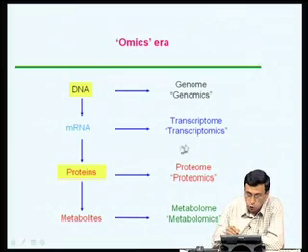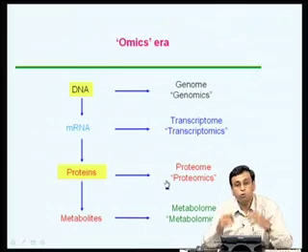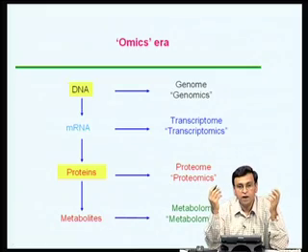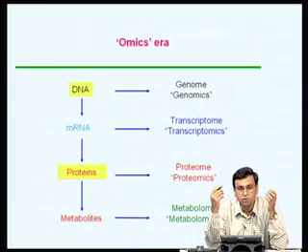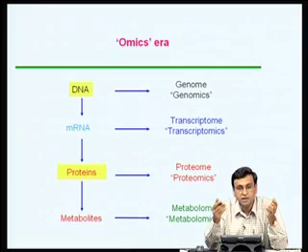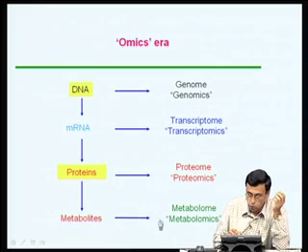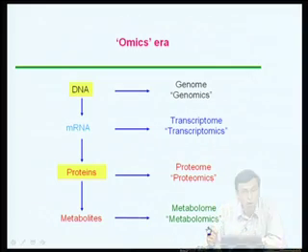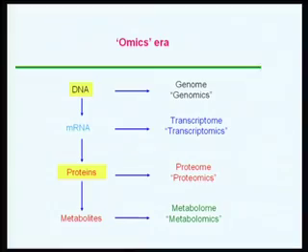You get what is called the proteome or proteomics, and when these proteins interact with each other and form interacting networks and then contribute to specific metabolic pathways or signal transduction pathways, you get what is called the metabolome or metabolomics. So as we go from genome to metabolome, the complexity increases several fold.